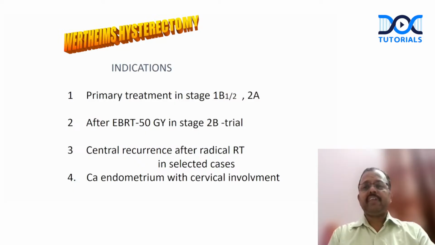Now moving on to the classical indications of Wertheim's radical hysterectomy. Primarily, Wertheim's radical hysterectomy is done in case of stage 1B1 and 1B2, and selected cases in stage 2A. In 1B3, when the tumor is more than 4 centimeters, even when there is no parametrial invasion, the tumor is not very suitable for Wertheim's radical hysterectomy, because these patients will definitely require adjuvant chemotherapy and radiation.